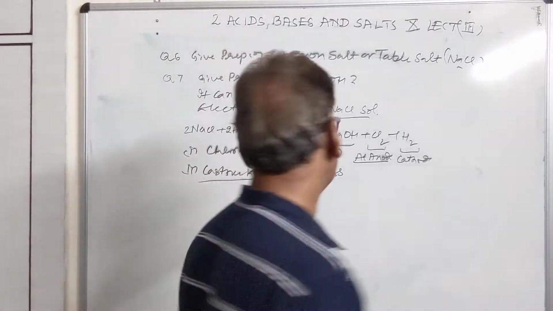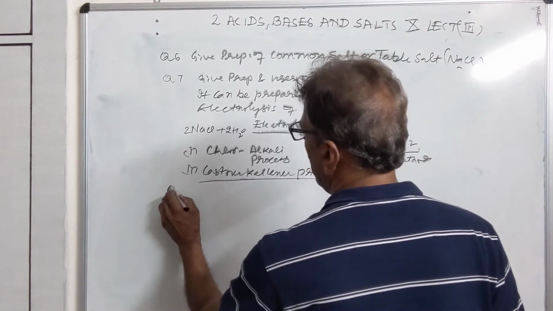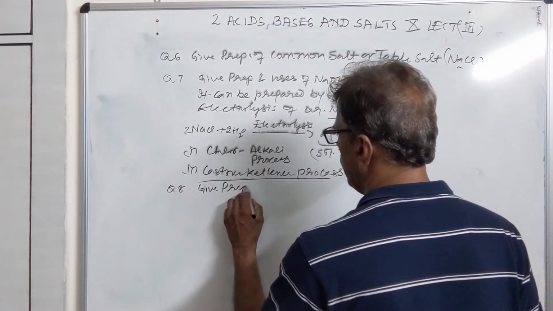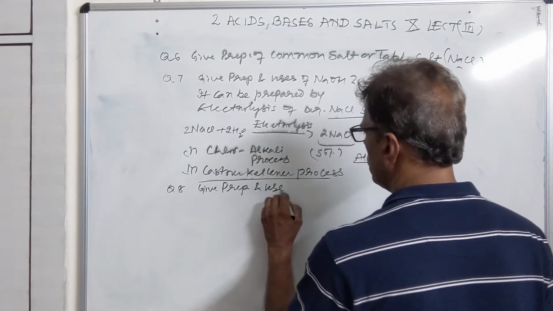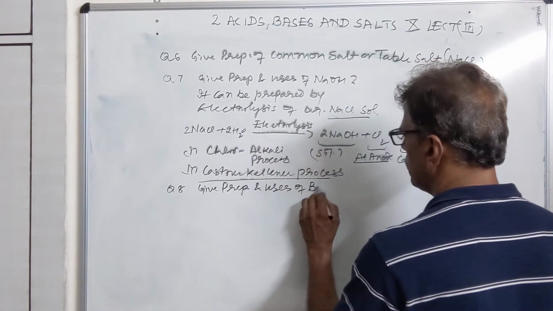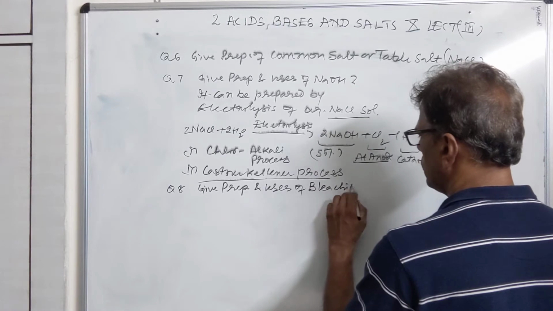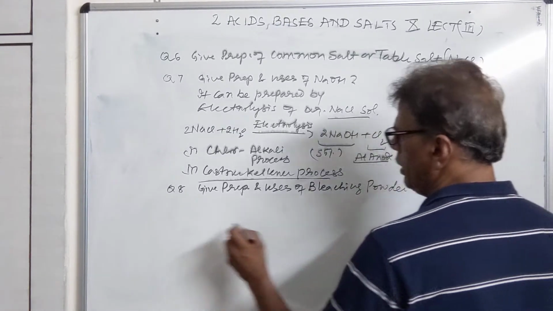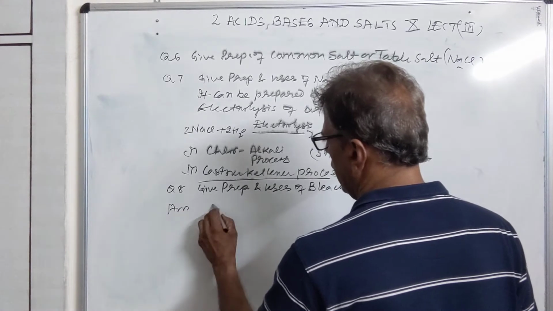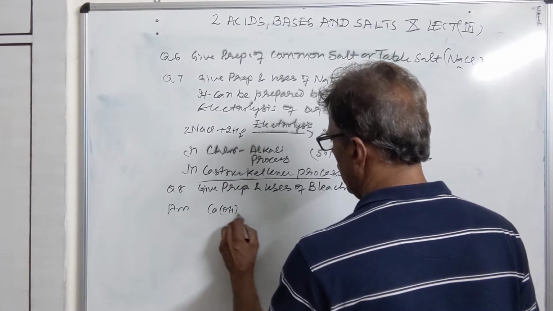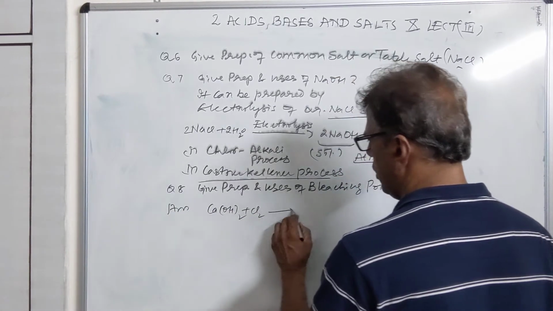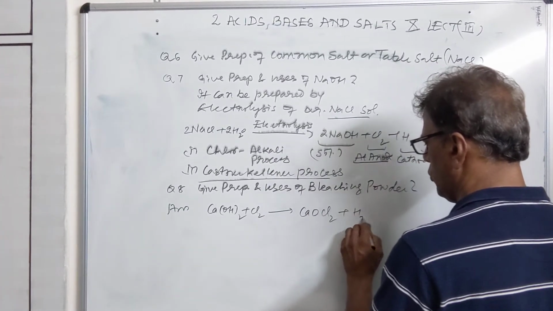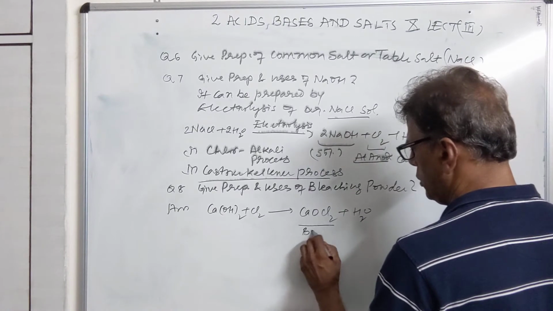Then we have next compound, question number 8. Give preparations and uses of bleaching powder. Bleaching powder is prepared by the action of chlorine gas on lime water, calcium hydroxide, we get CaOCl2 plus H2O. This is called as bleaching powder.